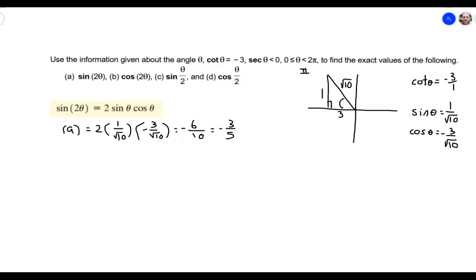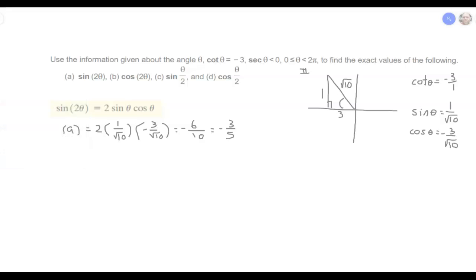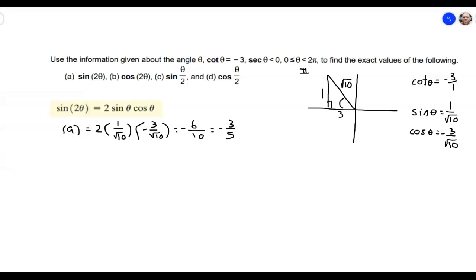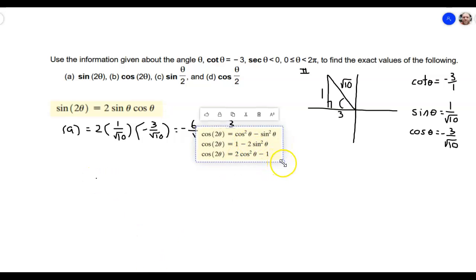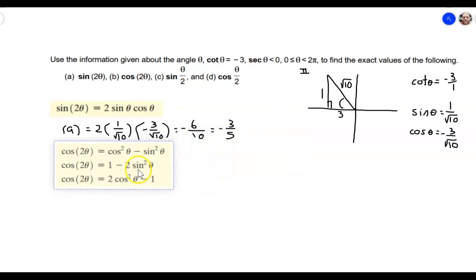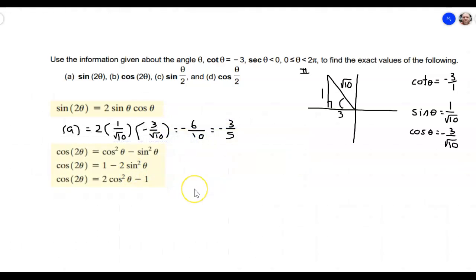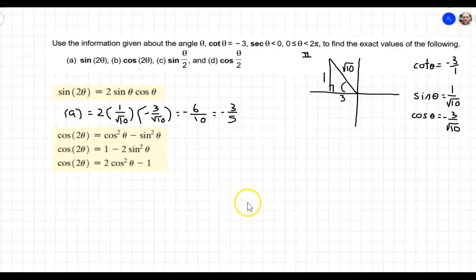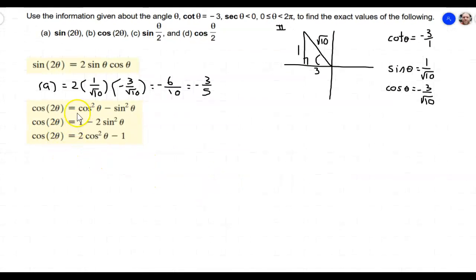All right, so for B, we actually have a choice of what formula we're going to use. So I'm going to copy all of those over here. For the cosine of 2 theta, the double angle formula for cosine, we have all 3 of these that we can use. We have to decide which one we want to use, and it really doesn't matter. So for this example, I'll go ahead and use the first one.